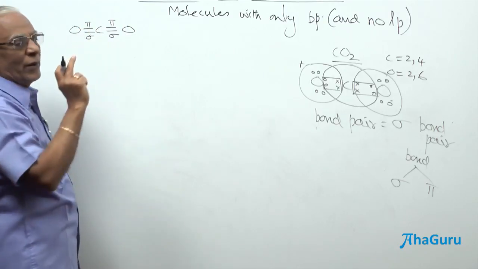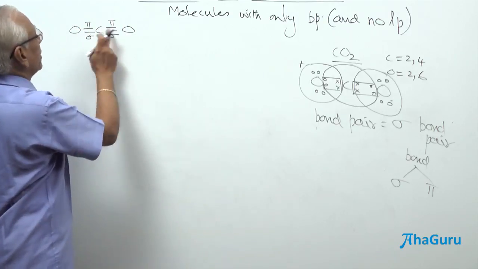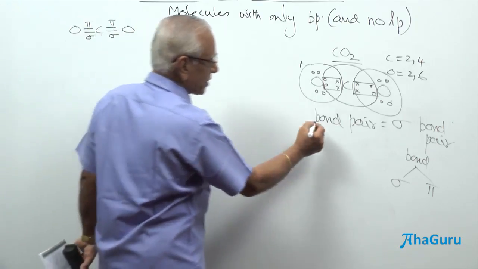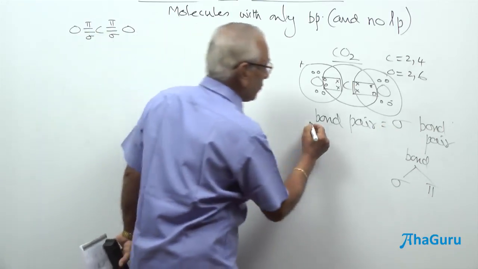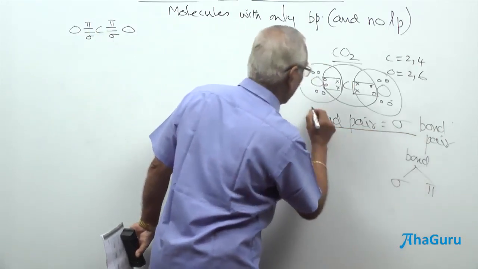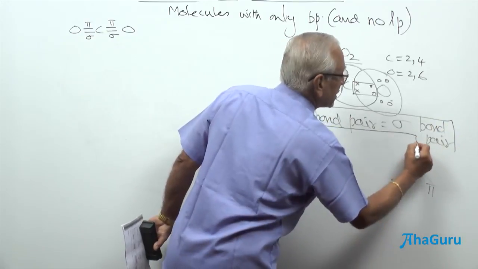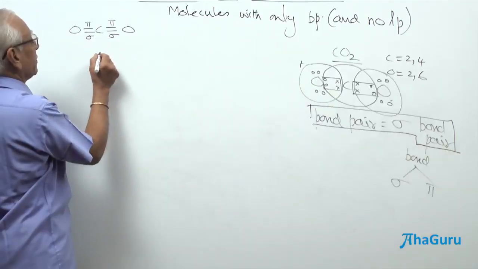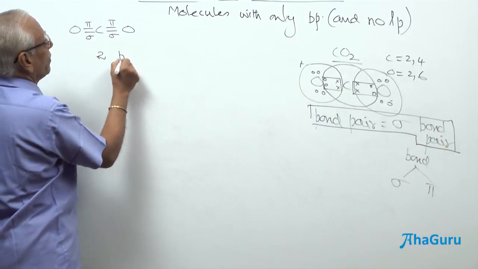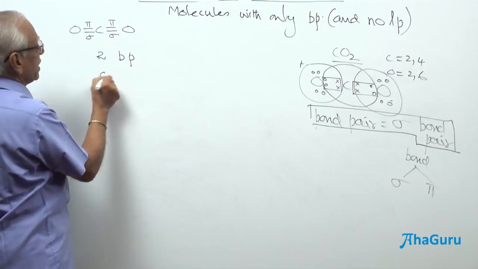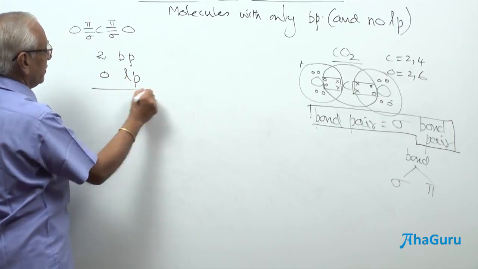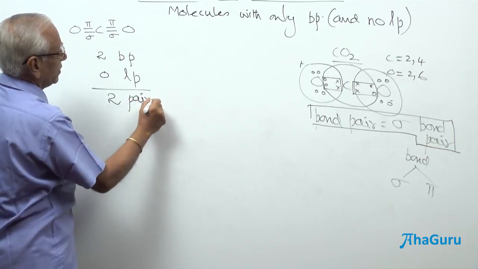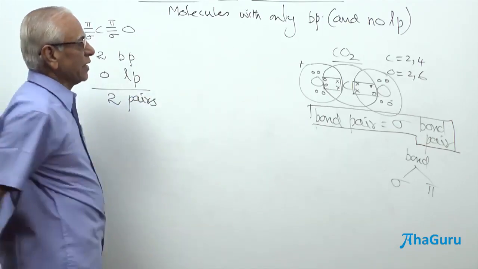So, how many sigma bond pairs are there? Around the carbon atom there are two sigma bond pairs, and the sigma bond pair is called the bond pair. You see here, the sigma bond pair is the bond pair. Therefore, around carbon atom there are two bond pairs and 0 lone pair. Therefore, there are going to be two pairs of electrons on the whole. The only way to distribute is going to be a linear shape.